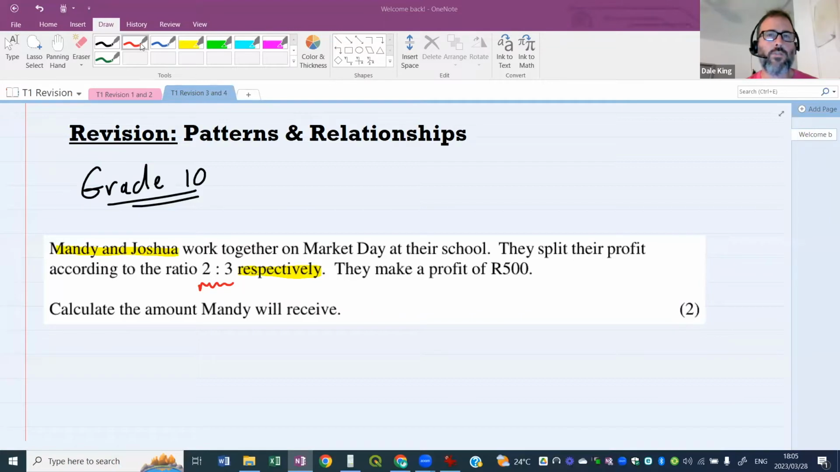All right, let me remind you. Let me give you a hint. If we double the 2, what will happen to the 3? So if we have 2:3, if we double the 2, what will happen to the 3? Think about it. If we double the 2, what will happen to the 3?